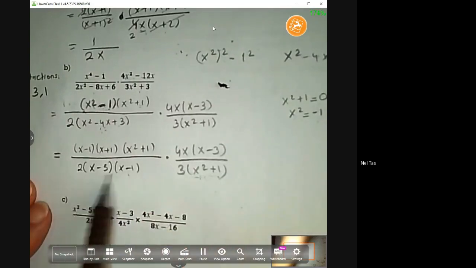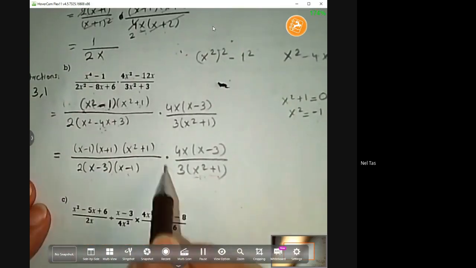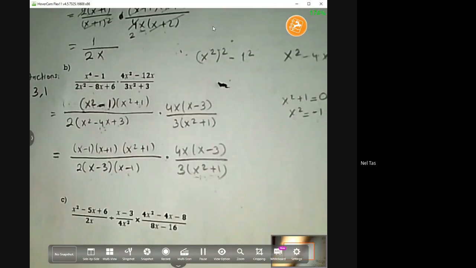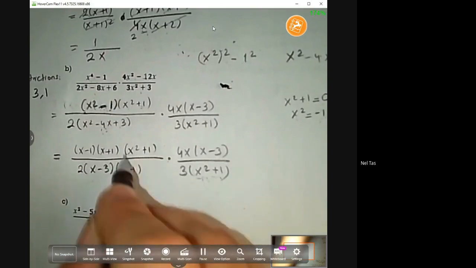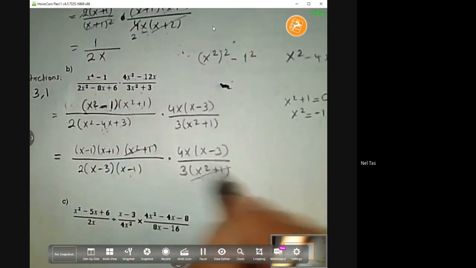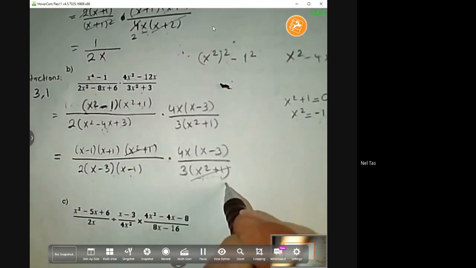Okay, so we have only 2 restrictions done. So this is a multiplication. We don't need to flip anything, so we can start simplifying. X squared and x squared plus 1 and x squared plus 1 is gone.